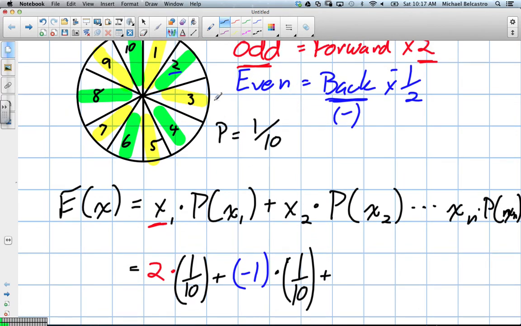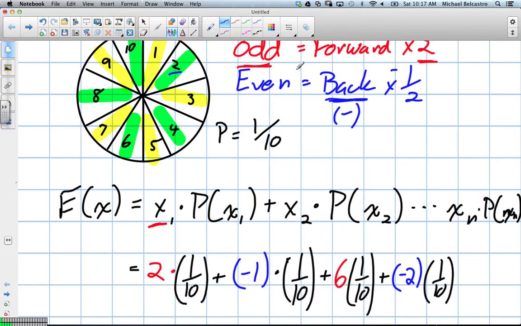So the next number would be what? 3. And how far would we move forward if we get a 3? 6. That's right. 6 times a 10th. What's the value of getting a 4? Negative 2. Yeah, negative 2 times a 10th. So really this is just practice now of going through all the values. That's a 1, that's a 2, this is a 3, this is a 4. We should be able to fit 5 here, and we'll continue.